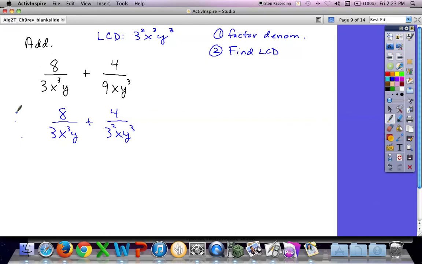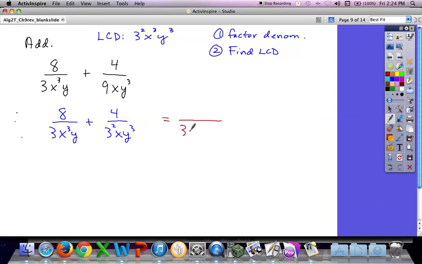Just be careful about it. With the numbers, you would have put a 3 there, and then x to the third, y to the third, and then when you see the 9, you put a 9 there. Okay, now we have to make the LCD on both of these, right? So I think it's better if I do this.